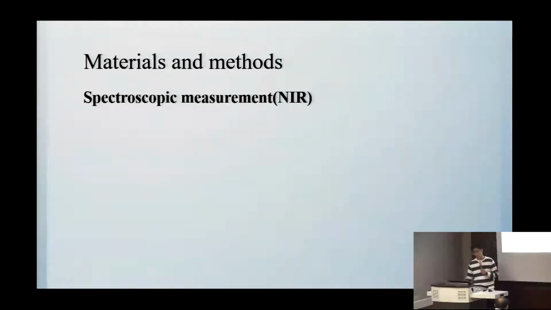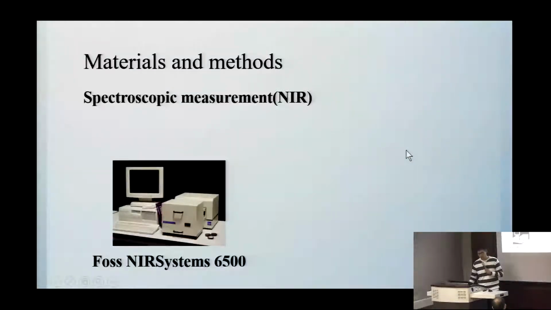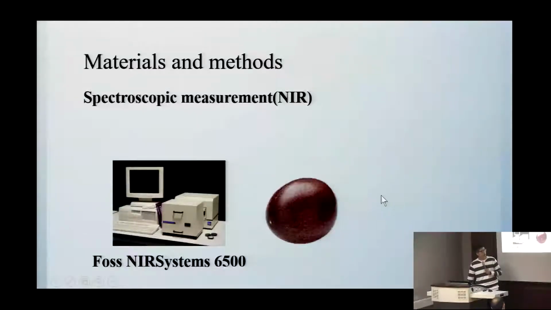So let's introduce some of the subtropical measurement. Here's the machine we used, the same as we had in our laboratory. It is the FOSS NIRSystems 6500. Then we got data from the passion fruit. Each passion fruit has 3 data readings, turned 120 degrees each time, and then we take the average of them.